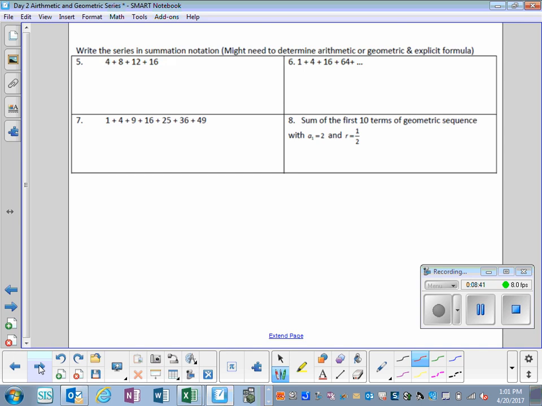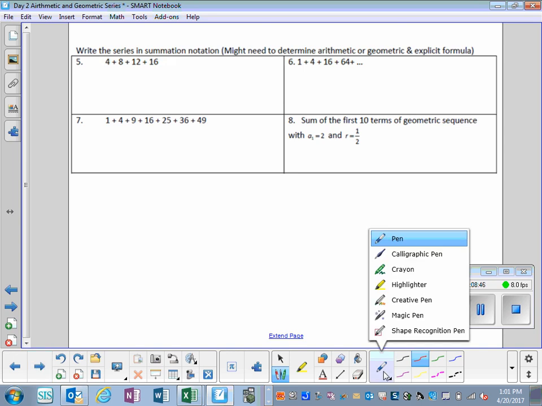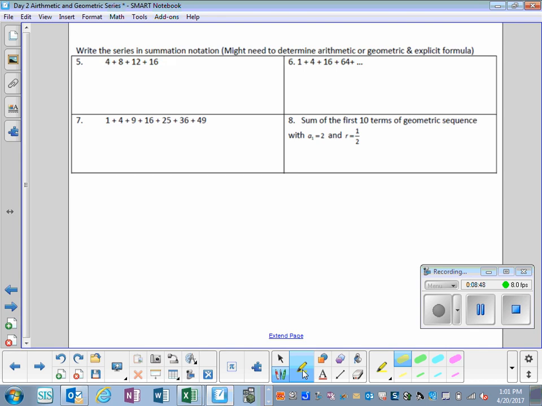If I have the sum here written out, I want to write the series in summation notation. So it means that what I'm looking for is the sigma. First I need to figure out what sequence is used for this series. Is it arithmetic, is it geometric, is it something else? What I'm looking for is the formula for the term on the i place, or n place. So what is this series?